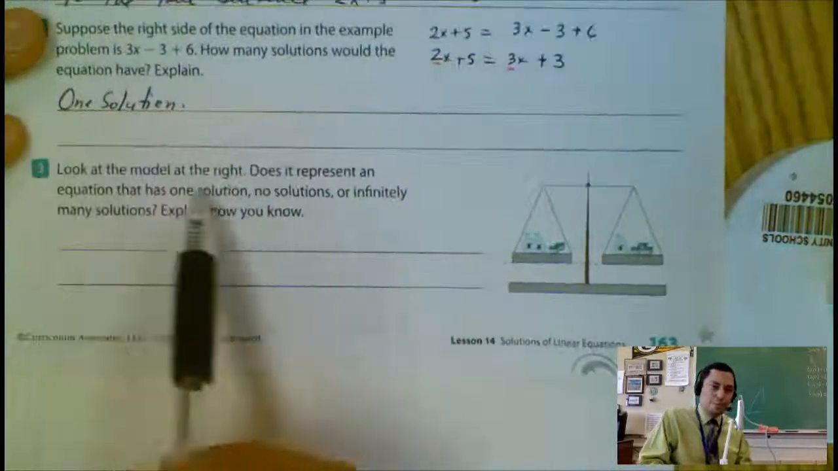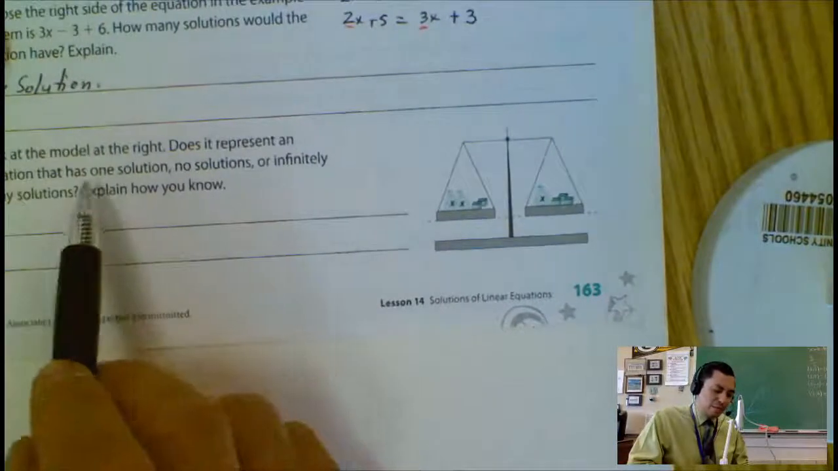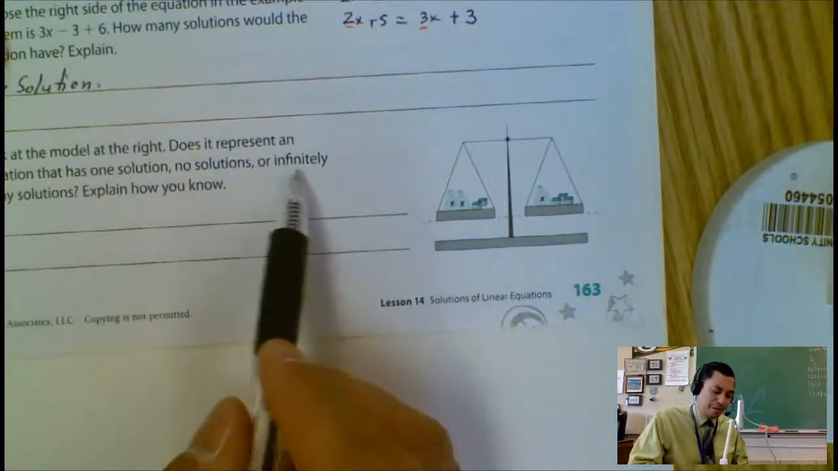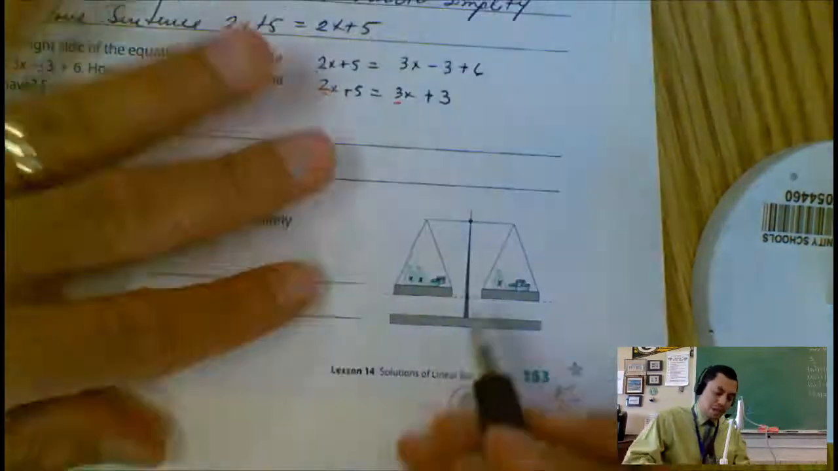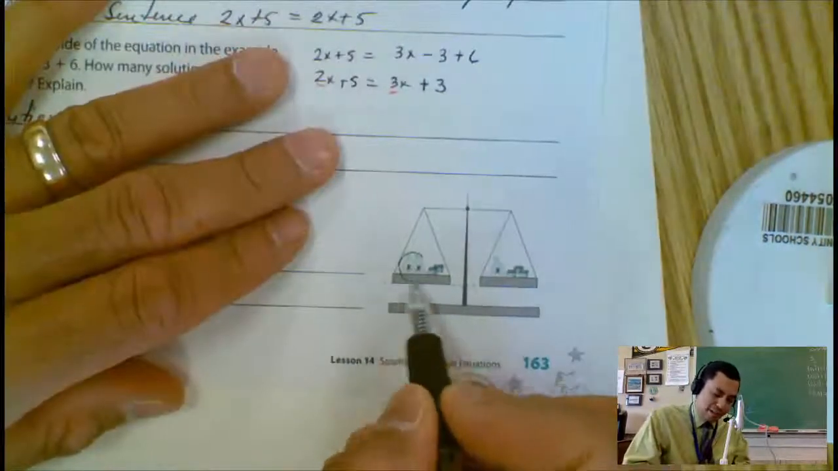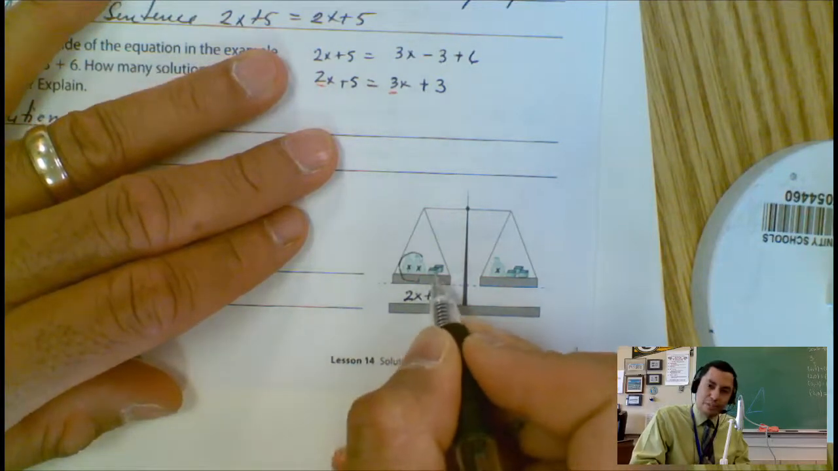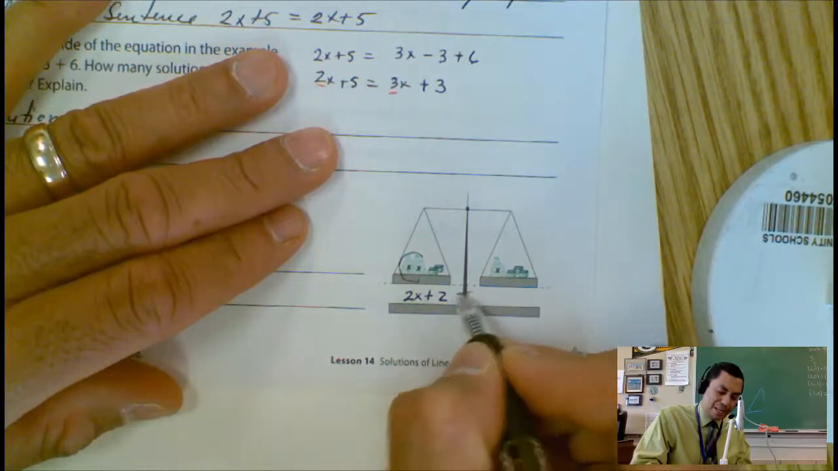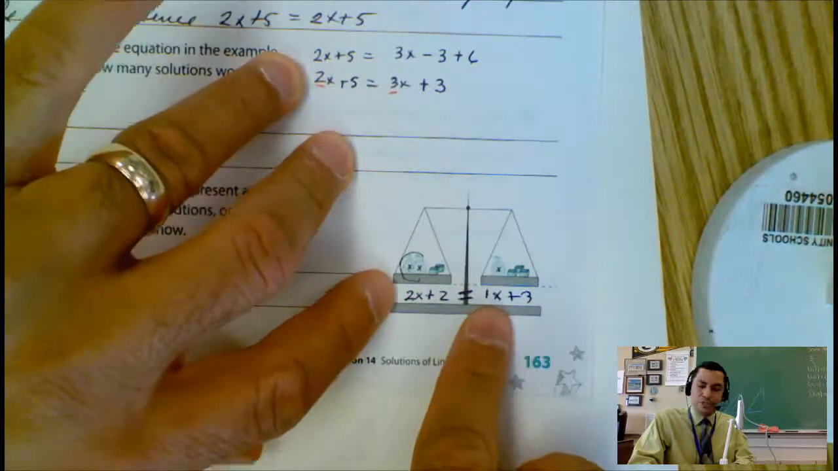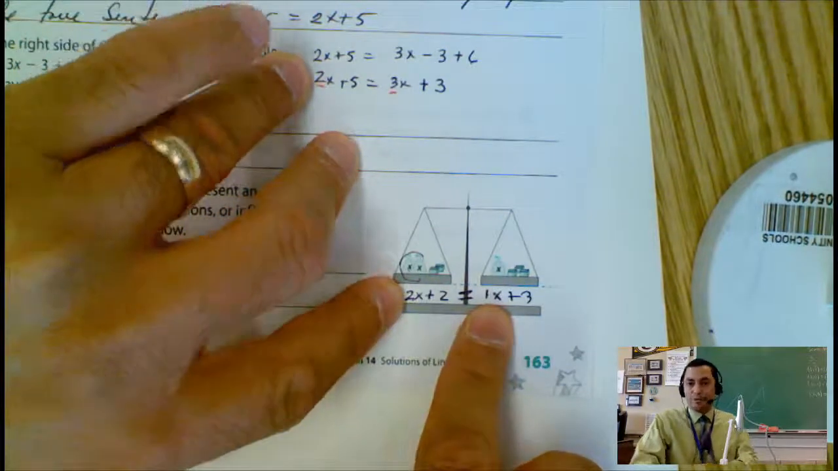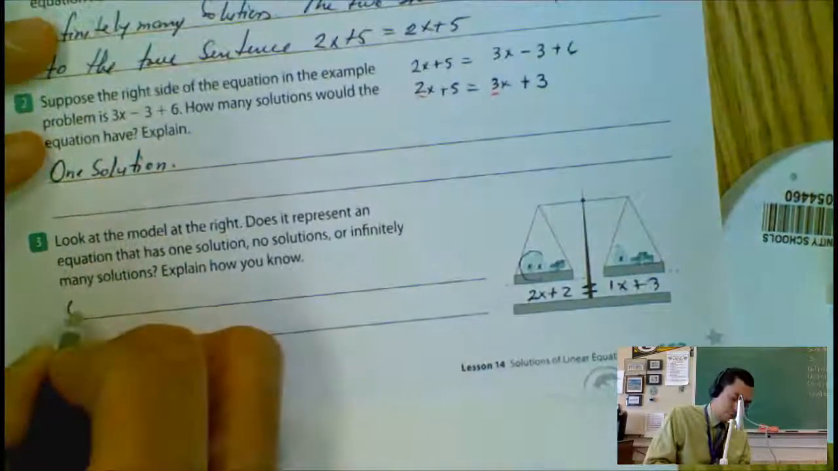Number 3, look at the model at the right. Does it represent an equation that has one solution, no solution, or infinitely many solutions? Explain how you know. In this case, you have 2x plus 2, those two elements, and then you have 1x equals 1x plus 3. See that the coefficients of the variables are different. So in this case, one solution.